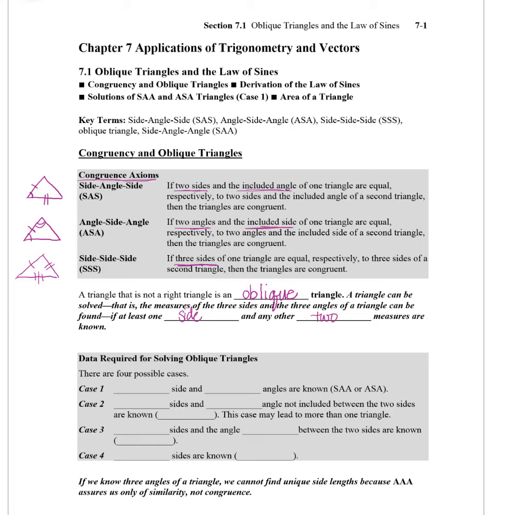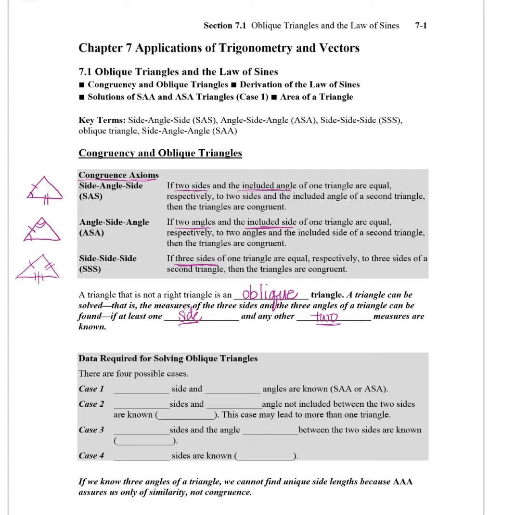We've already solved right triangles. We did that back in Chapter 2. Now we're going to work with oblique triangles. These are triangles that are not right. As long as you know the length of one side and any other 2 measures, they could be angles or sides, then you could solve the triangle. You could find all the other unknown lengths.